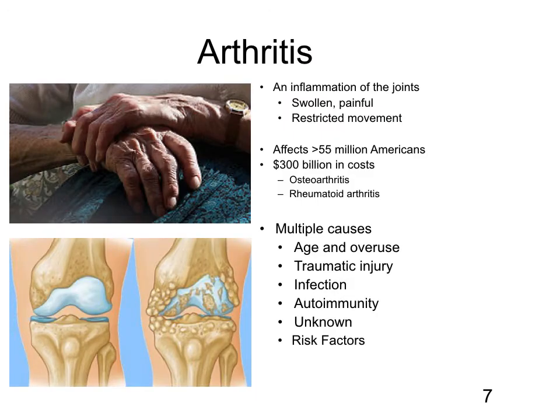Okay, another injury or condition of the joints that you often hear about is arthritis. Arthritis is a general term for inflammation of the joints. The joints become swollen and painful, and then they will have restricted movement. Arthritis affects many, many Americans. About 55 million Americans have symptoms of arthritis. That's like one in 7. And it's a huge amount of cost, $300 billion.